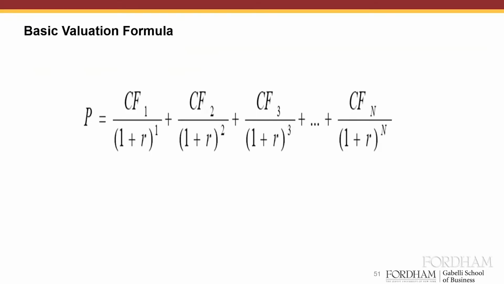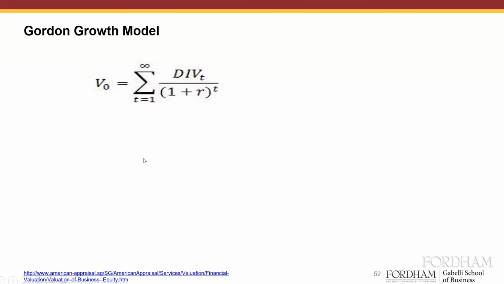Well, here's our basic valuation formula. We have the price of the stock equals the future cash flow discounted by a certain discount rate. If the cash flow is in the form of dividend payments, then we can simplify this equation as the value or price of the stock equals the sum of future dividends discounted at a certain discount rate, R.